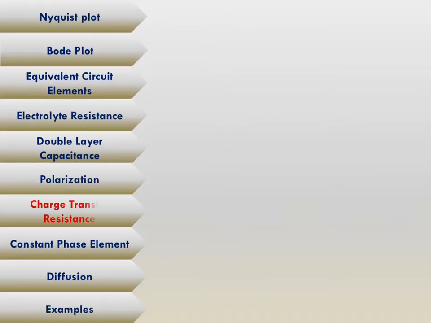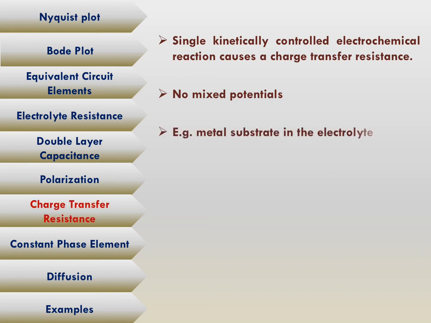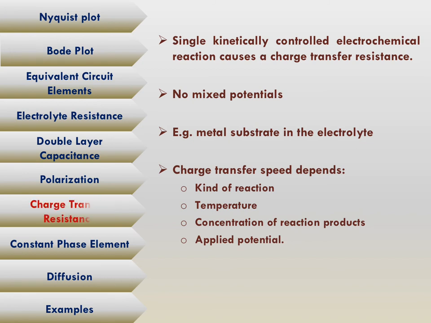Charge transfer resistance: a single kinetically controlled electrochemical reaction causes a charge transfer resistance. In this case, there is no mixed potential. So there will be no cathodic currents and anodic currents will not be equal. For example, a metal surface in the electrolyte. And the charge transfer resistance depends on the kind of reaction, temperature, concentration of reaction products, and applied potential.